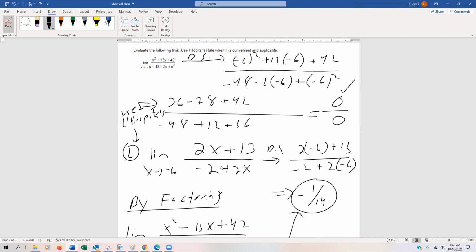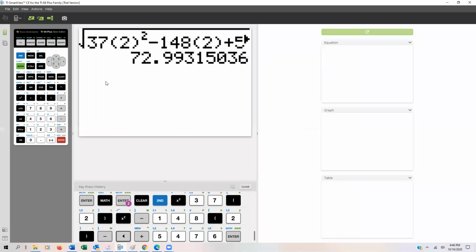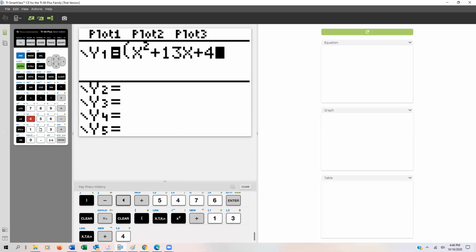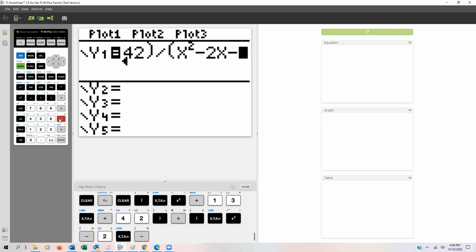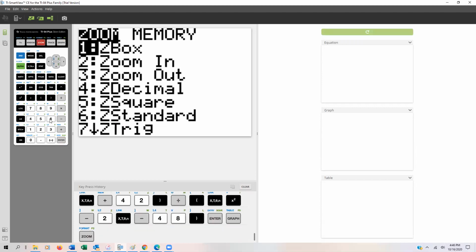Just to remind you, what we could do is graph this function and see what happens around negative 6. Let's do that real quick, because it's been a little while since we've worked with limits. So I'm going to go into the calculator, go to y equals, and graph x squared plus 13x plus 42, divided by x squared minus 2x minus 48. It's going to give us a weird looking function, I'm sure. So let's graph it, and I'm going to zoom standard.